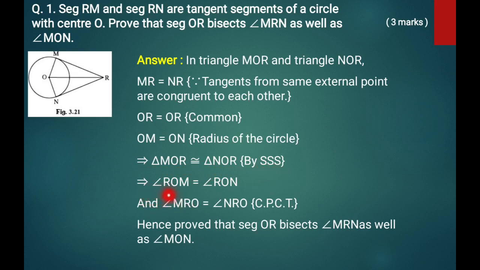That implies angle ROM equals to angle RON. So this angle ROM and angle RON are congruent, are equal. Hence proved that seg OR bisects angle MRN as well as angle MON. So from this we say this OR bisects angle MRN and angle MON.